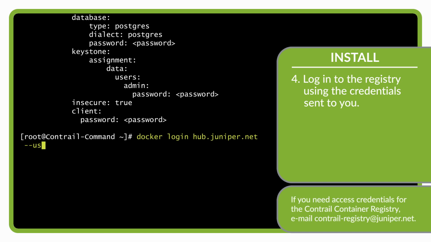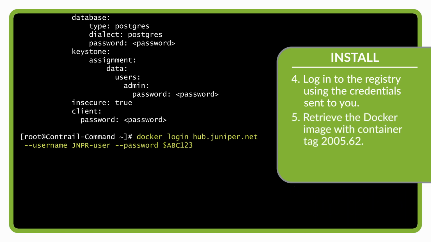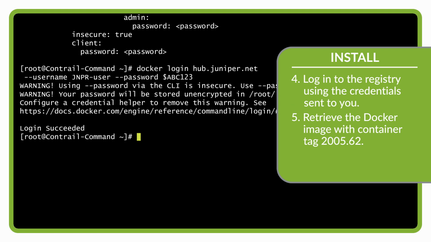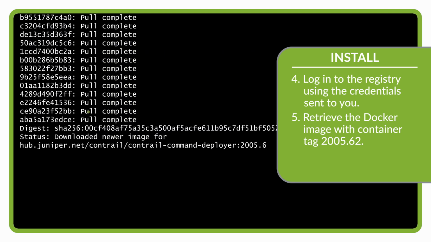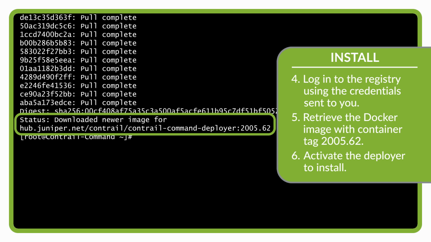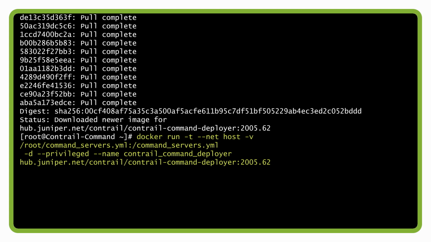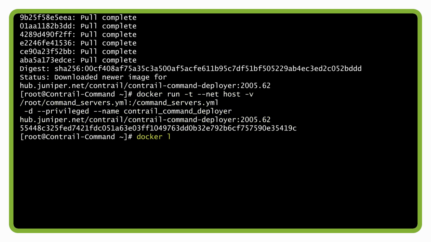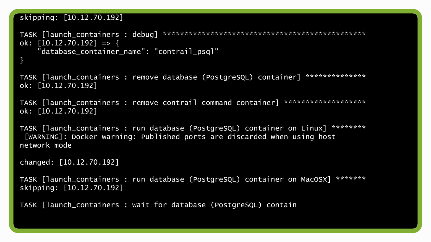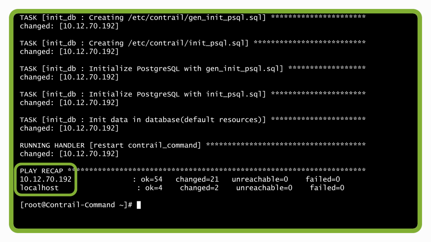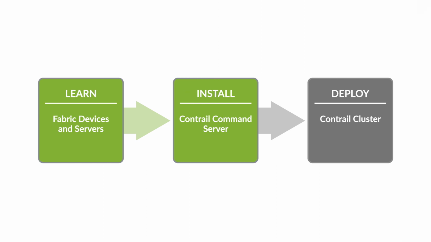Log into the hub.juniper.net registry with the credentials sent to you by the Juniper Contrail registry team. Use the docker pull command to retrieve the Docker image, which contains the installation package. In this case, the container tag is 2005.62. Issue a docker run command to activate the Contrail Command deployer and install Contrail Command. Use the docker logs command to track the progress of the Contrail Command installation. At this point, you should have a successful installation of Contrail Command. Congratulations. Now, let's use the Contrail Command GUI to deploy the Contrail cluster, Contrail Insights, and Contrail Insights Flows servers.